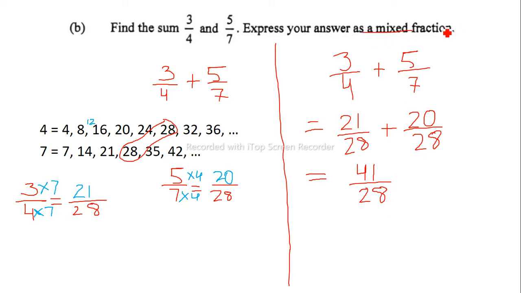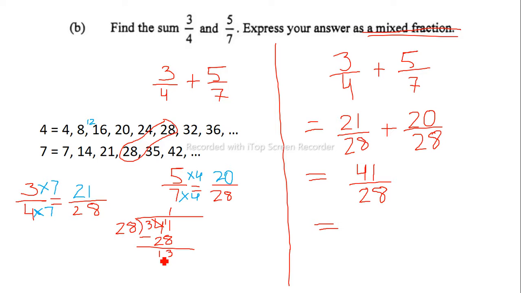Now they say express your answer as a mixed fraction. We're not at a mixed fraction yet. We have to actually divide 41 by 28. So how many times does 28 go into 41? Once. What is 41 minus 28? It's going to be what? 3 minus 2 is what? 1.